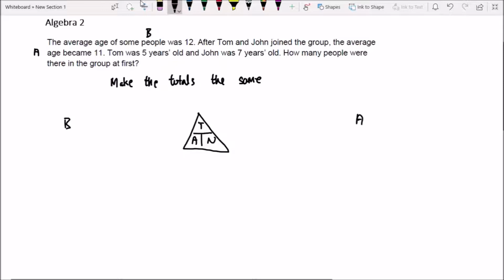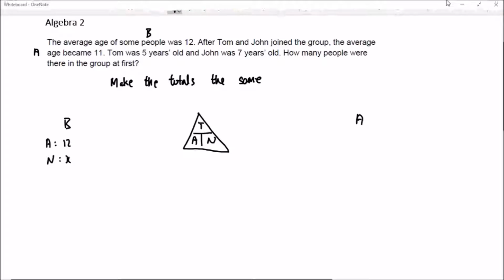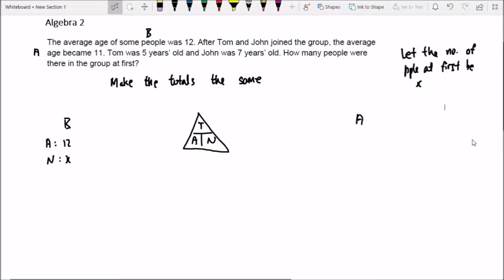Before, we know that the average age was 12. We do not know the number of people, so let us call it x. Remember that we have to write a statement declaring what x represents. For this case, we can write, let the number of people at first be x. So, the product of the average and the number of people should give us the total. We can leave out the times symbol and simply leave it as 12x.